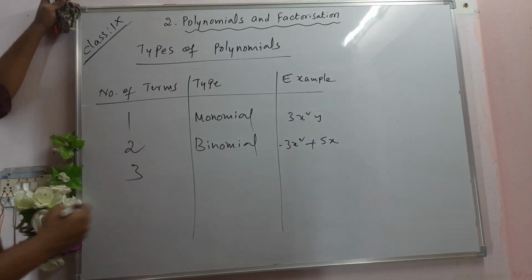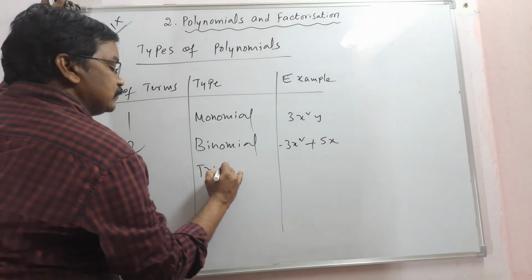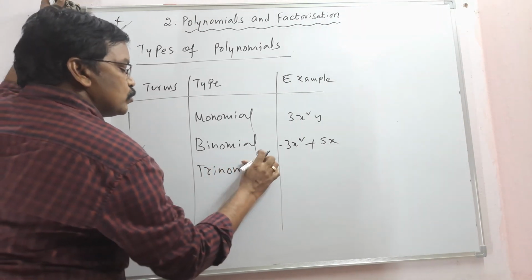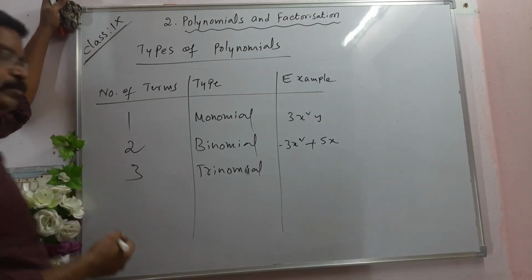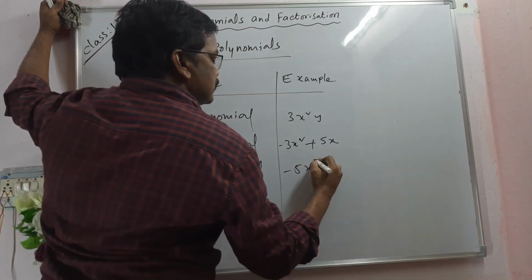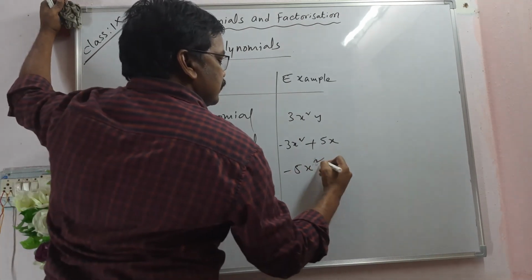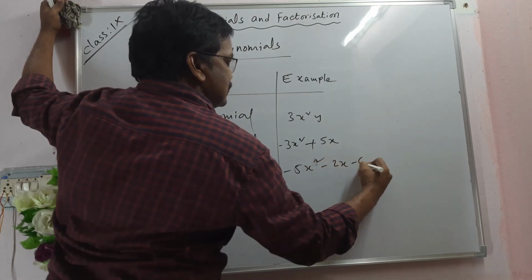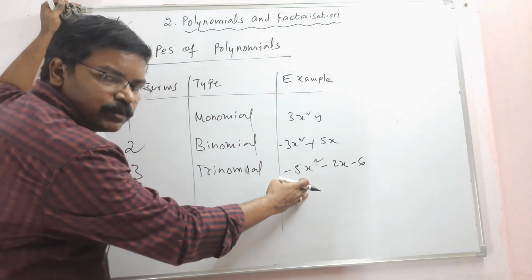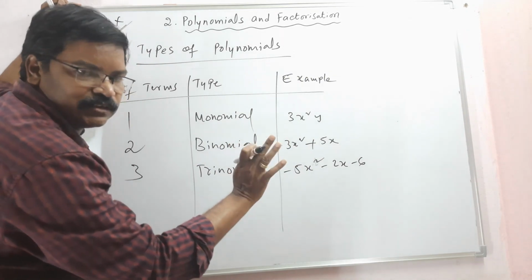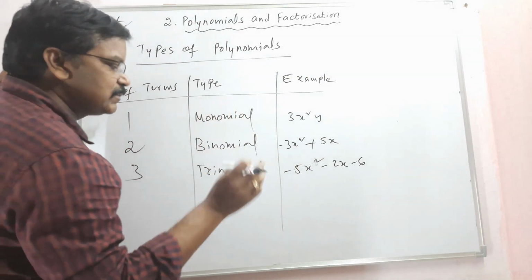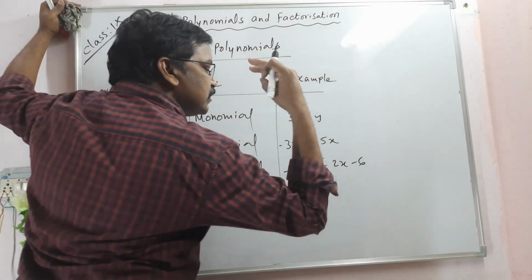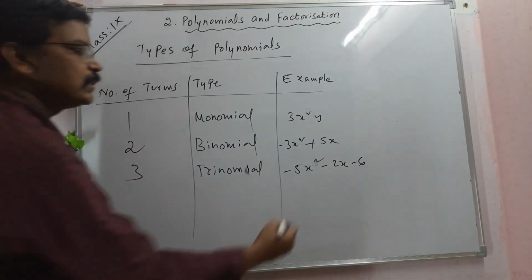Minus 3x square plus 5x, whatever it may be. If the number of terms is 3, it is a trinomial. Minus 5x square plus 2x minus 6. Trinomial does not mean degree 3, and binomial does not mean degree 2. Not like that. It must have 3 terms.